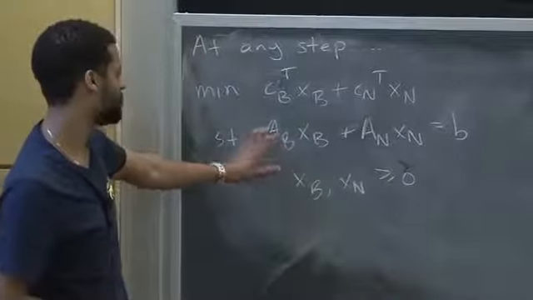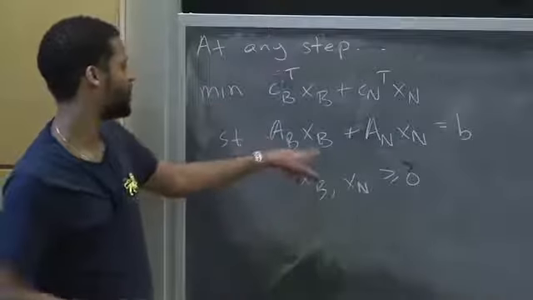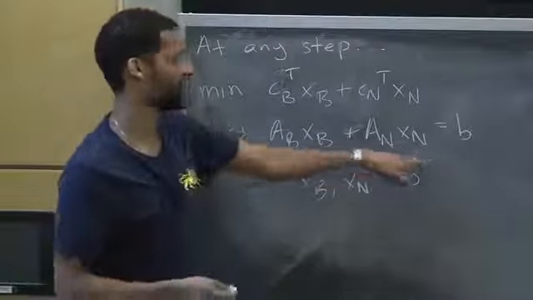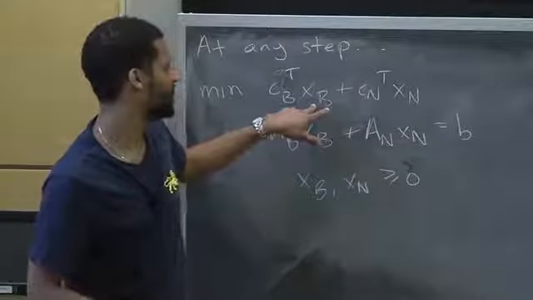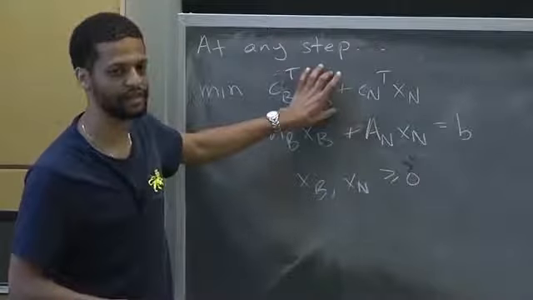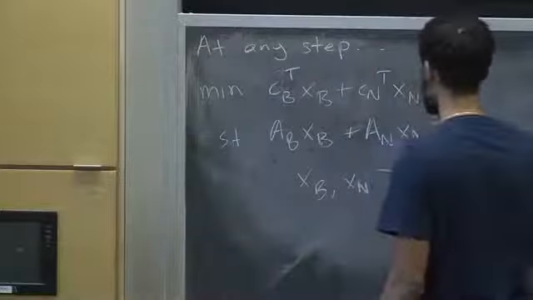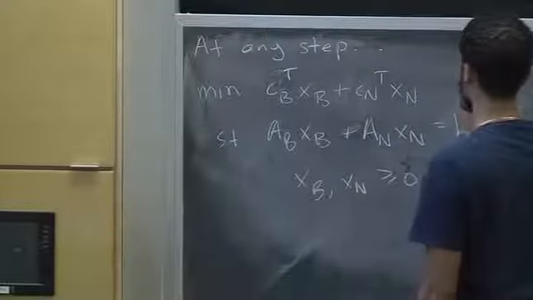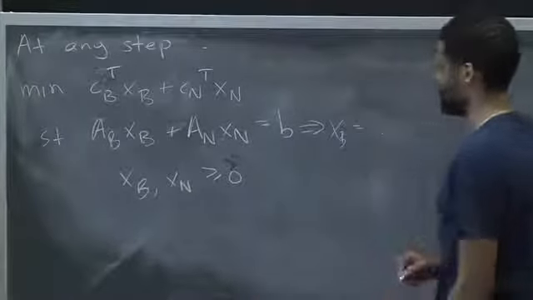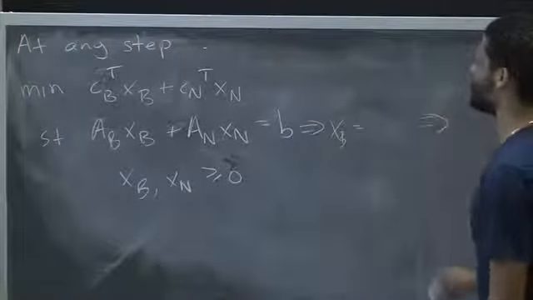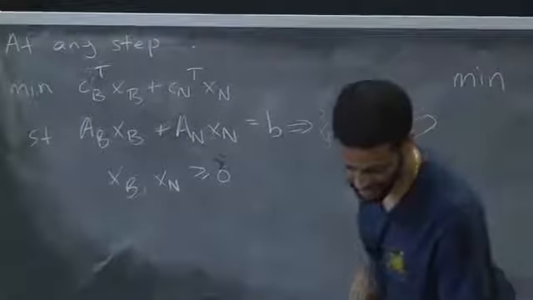And what we did last time was we multiplied both sides of this equality by A_B inverse. And that let us write x_B in terms of x_N. And then we substituted x_B in this expression here, right? So this implies that x_B is equal to something, which implies that what we're really doing is minimizing some other cost function. Let me write it down again.